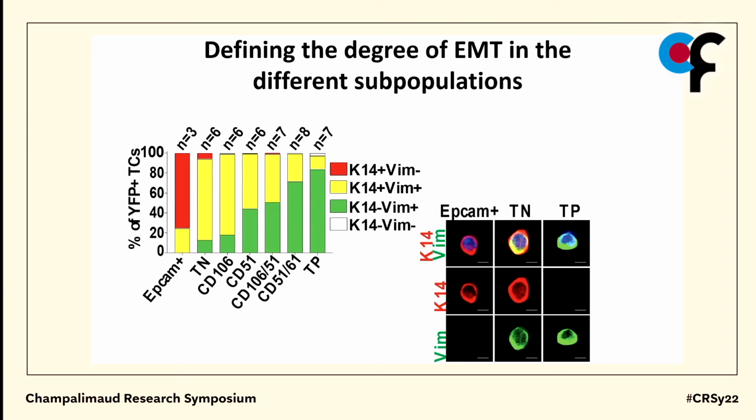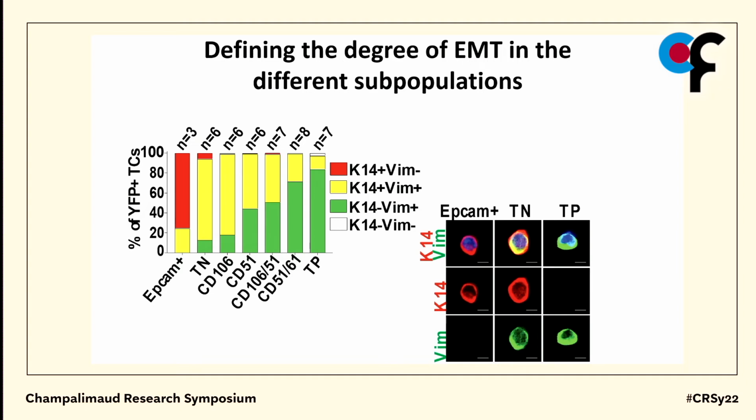So we were quite happy with that, and we checked what type of EMT population we could find in these different cellular fractions: the triple negative, which does not express any of the three markers CD106, CD51, and CD61, the double positive, and the triple positive. For that, we isolated these populations by FACS, cytospun them, and stained them with K14 and vimentin to assess their epithelial and mesenchymal characteristics.